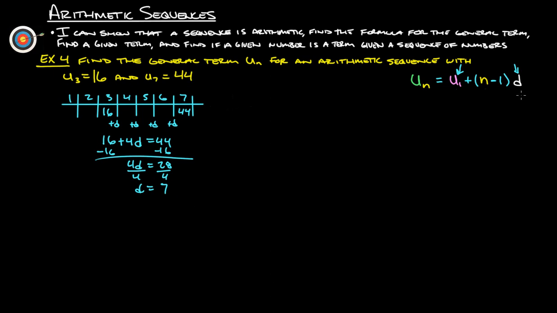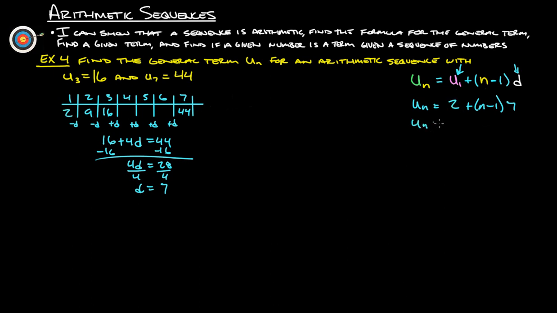Now for our formula, we know u sub n equals, we don't know the first term yet, but we do know that D is 7. Now we have to go back and figure out the first term. If we are adding 7 each time we go to the right, then as we go back to the left, we subtract D. So we subtract 7 twice. 16 minus 7 is 9. 9 minus 7 is 2. So now we know our first term is 2.